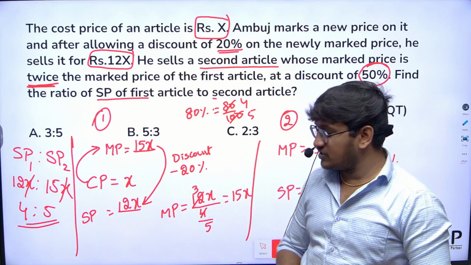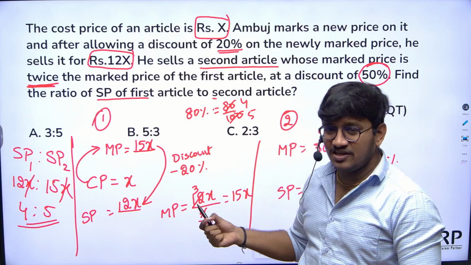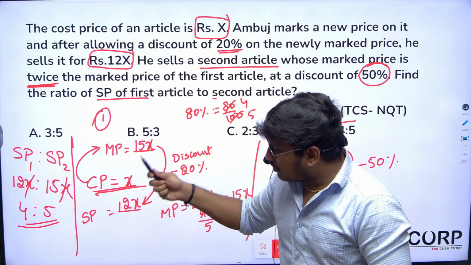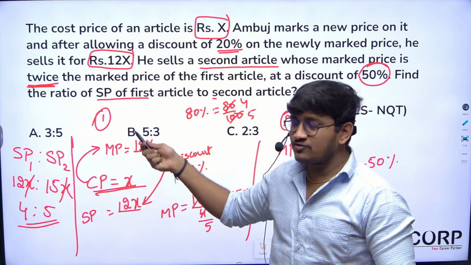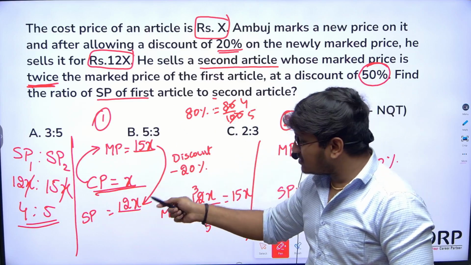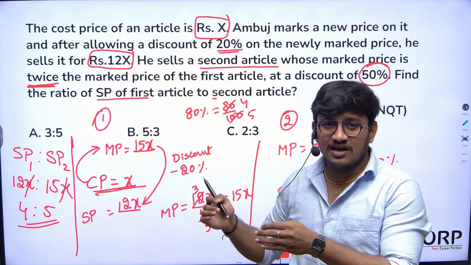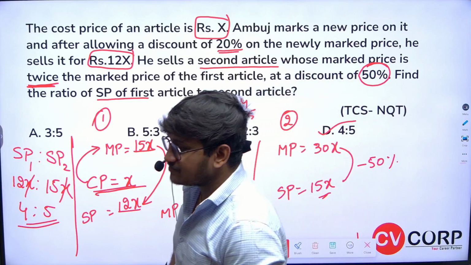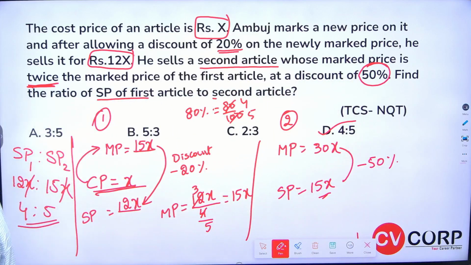Very simple logic. How are the values getting changed? When we have a cost price, the value which is increased from cost price, we call it the market price. From the market price, when you allow a discount, you get the selling price. If you understand this terminology, it is very easy to solve questions from profit and loss. I hope you all are clear with this.